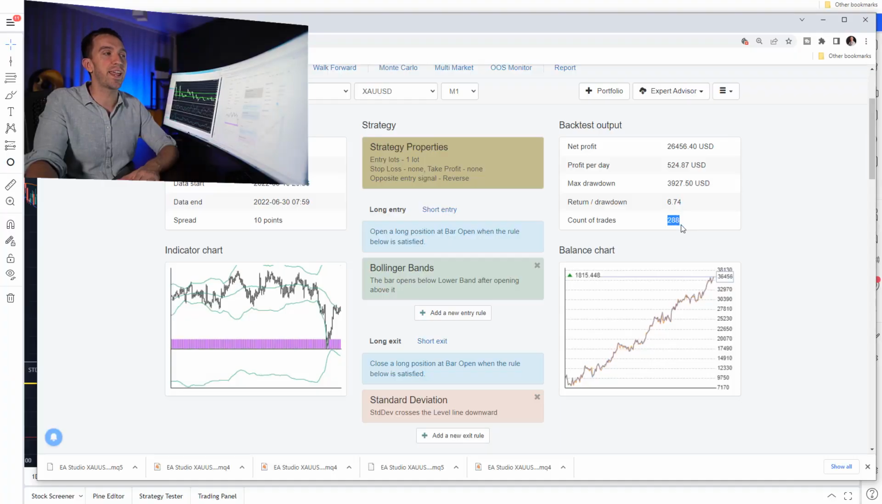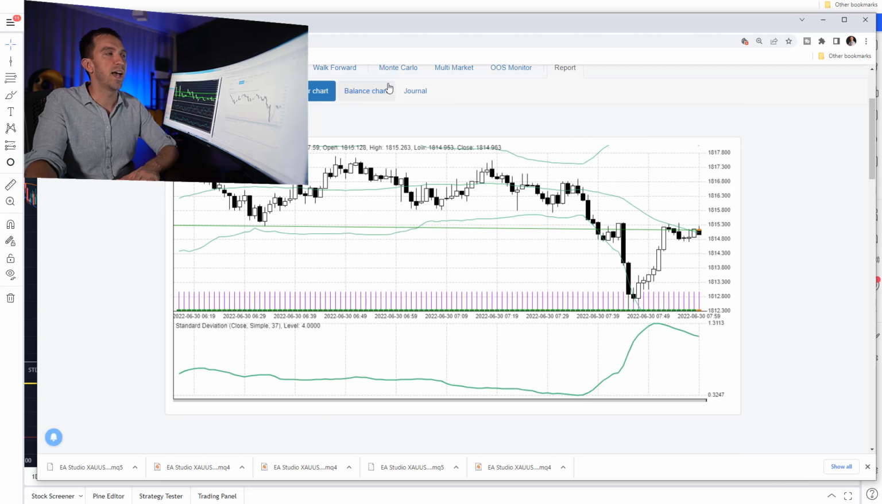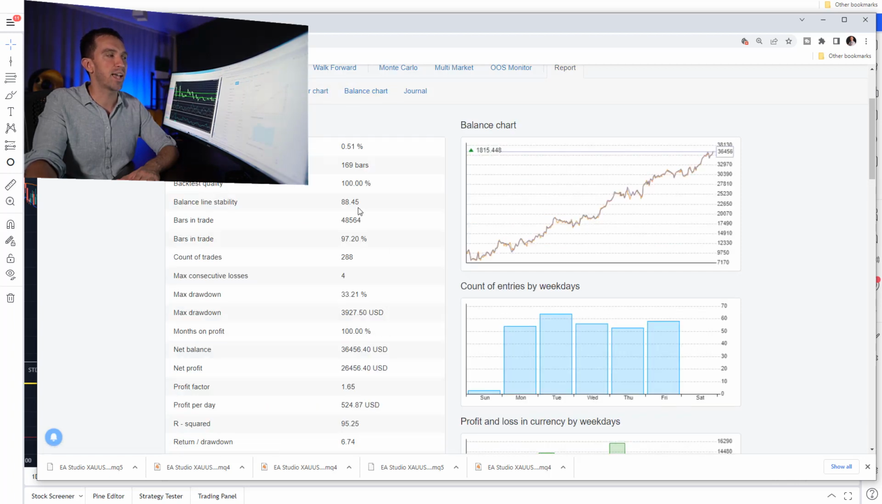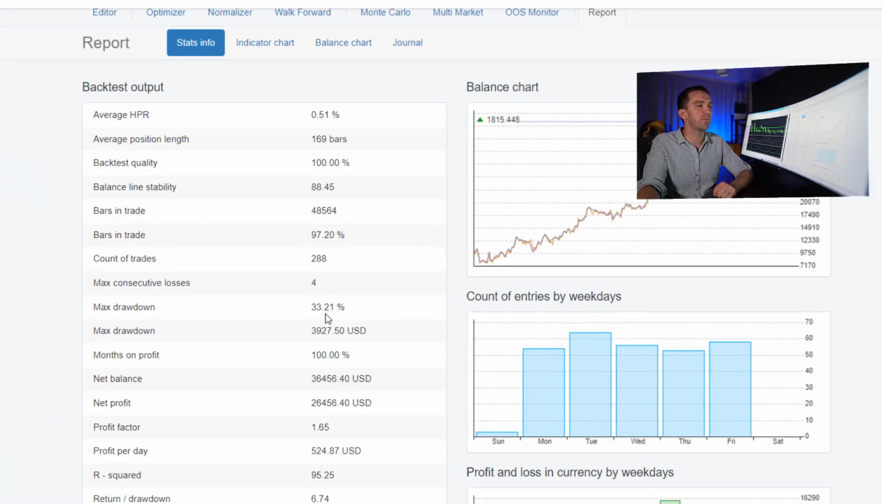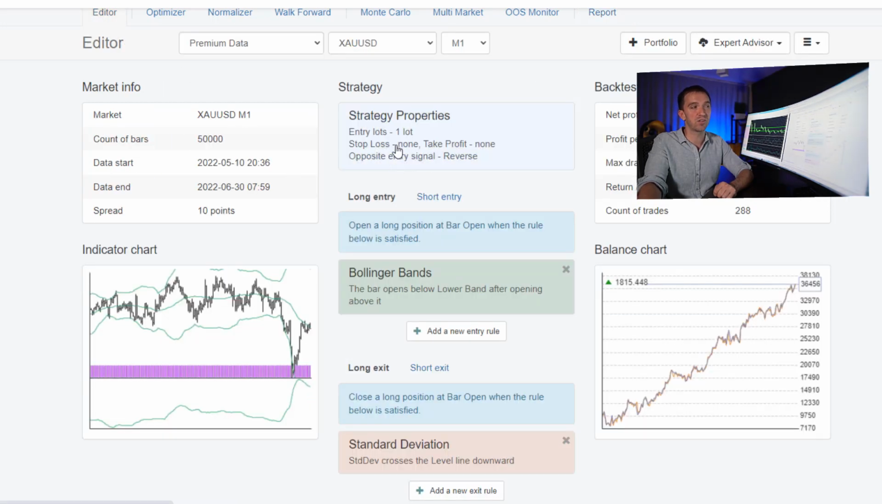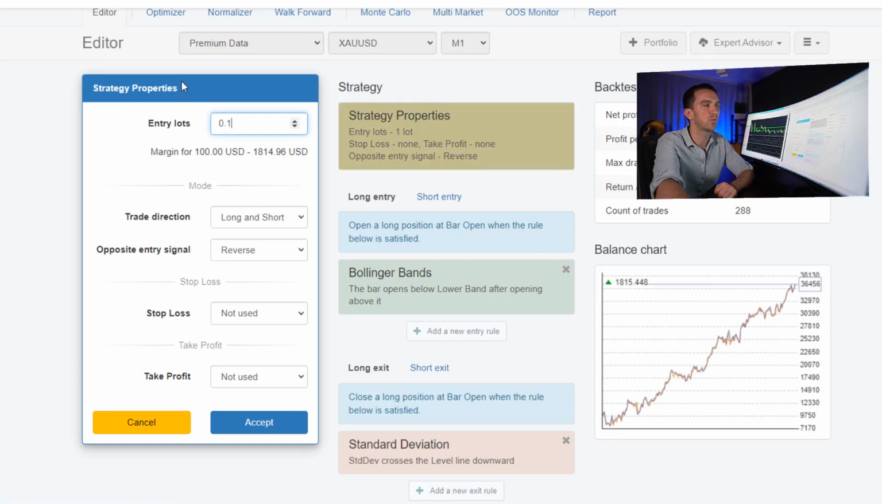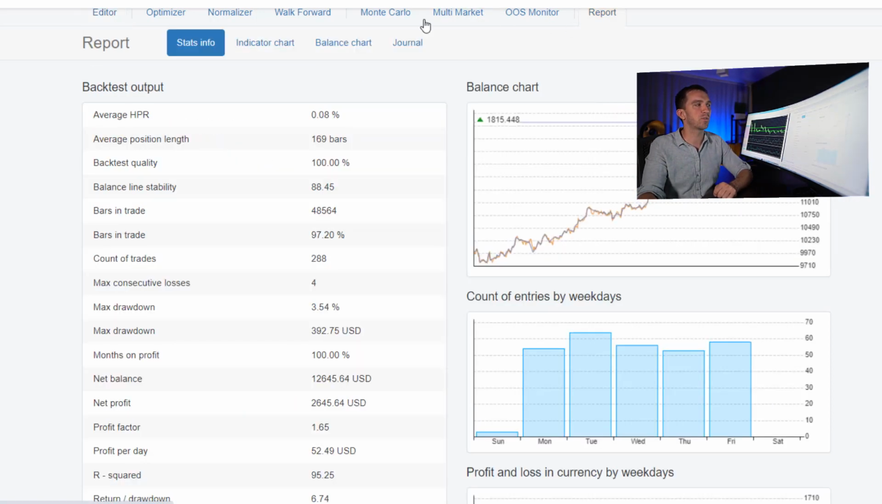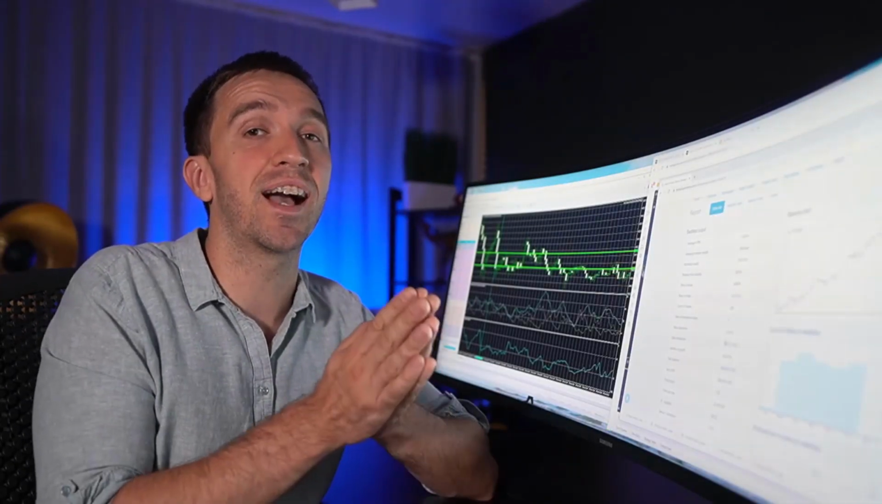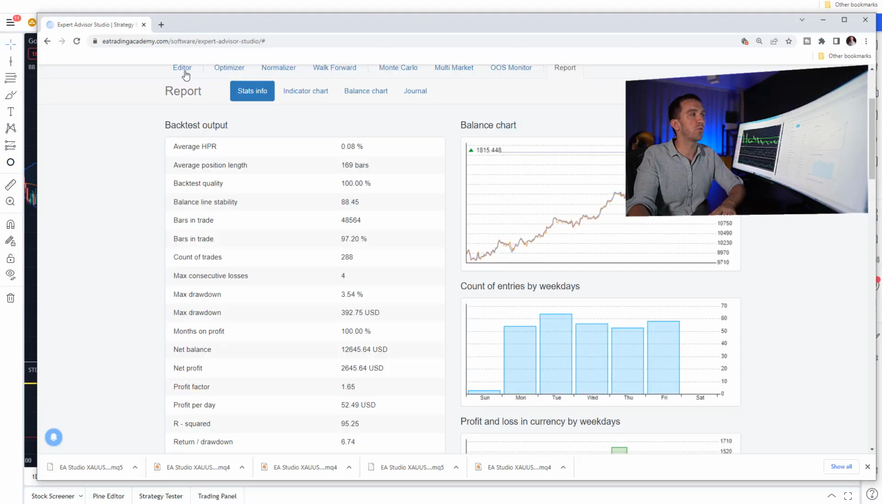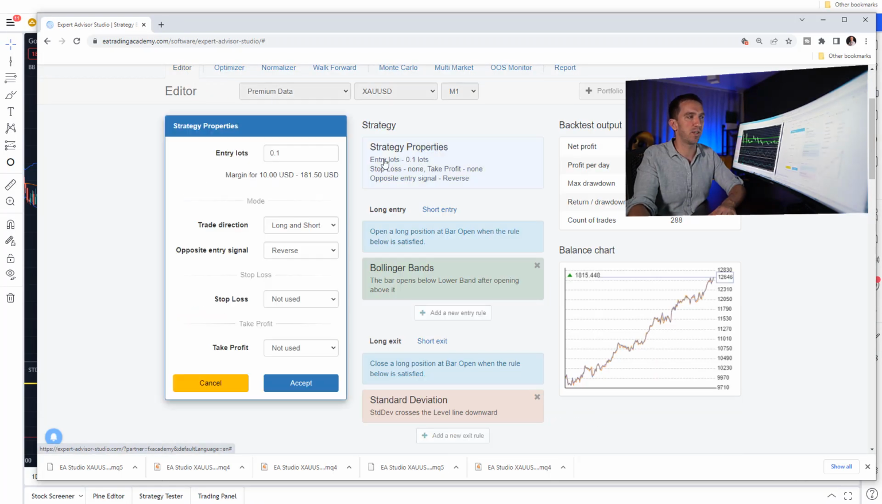And from 288 trades, if I click on the report and I go to stats info, you will see that we had a maximum of 4 consecutive losses and the drawdown was 33%, but this is because I selected to use one lot in a $10,000 account. If I decrease it to 0.1 and I click on accept, then you will see that the drawdown will be just 3%. So it really depends on how much you are trading with and in what account. So always make sure you keep good risk and money management, okay? Don't risk a lot from your account.